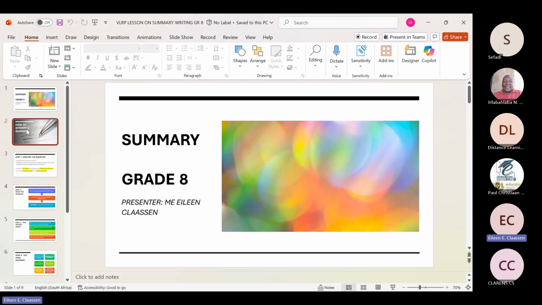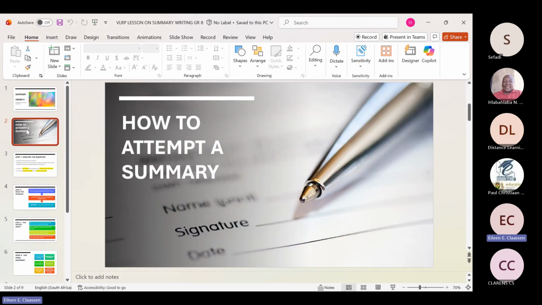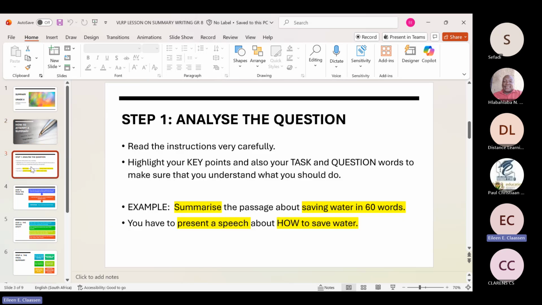Right, let's move on to the next one. The question is how to attempt a summary. What do we do when we see this is now my question and it says summary? What is the first step that you have to take? Firstly, before you read the summary, you read your instructions carefully. You must know exactly what is expected of you in that question.